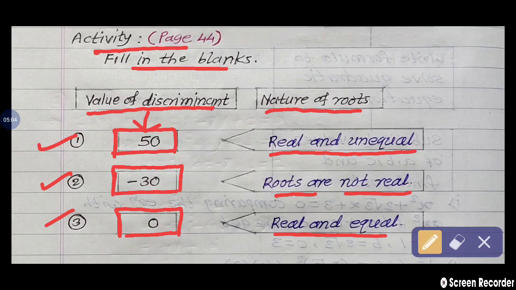So if we are getting a positive value, then roots are real and unequal. If we are getting a negative value, roots are not real. And if the value of discriminant or delta is 0, roots are real and equal. Clear? So as per these three conditions, we can easily decide the nature of the roots.